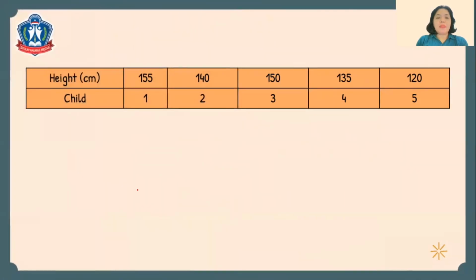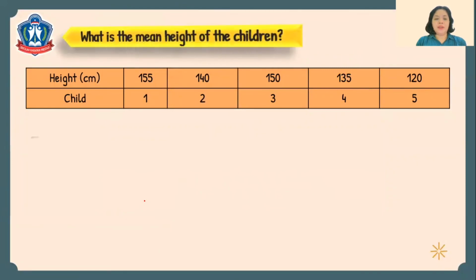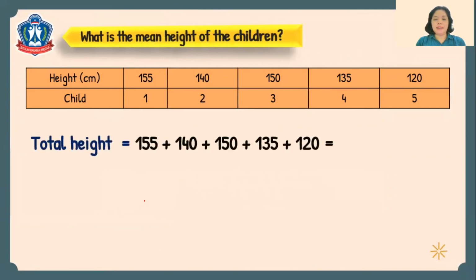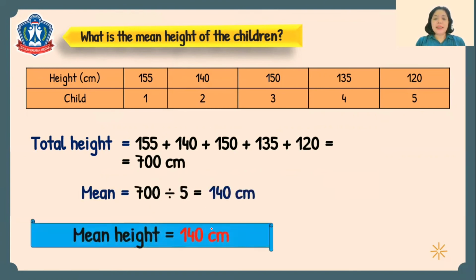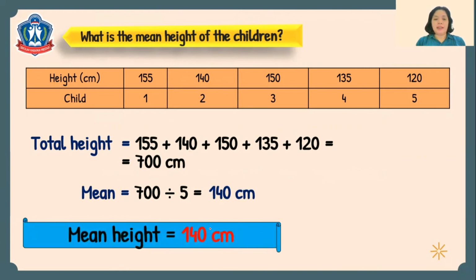Another example, let's find the mean height. All we need to do is find the total height, and that is equal to 700 centimeters. And the mean height of these 5 children is 140 centimeters. So this is our mean height. So again, for the mean, you first add all the values. After that, you divide by how many values are given.